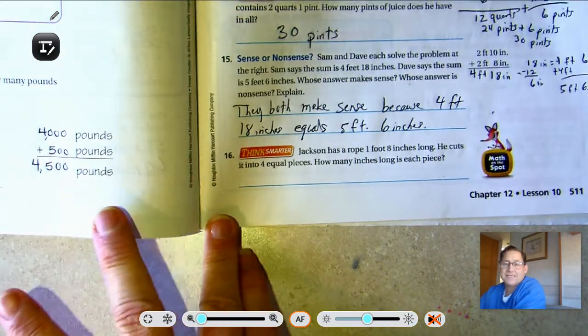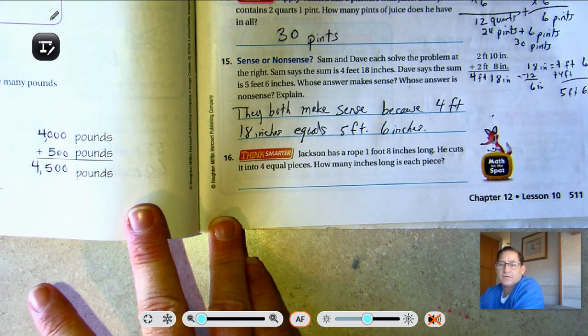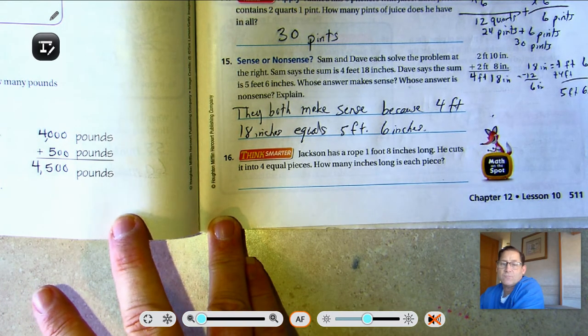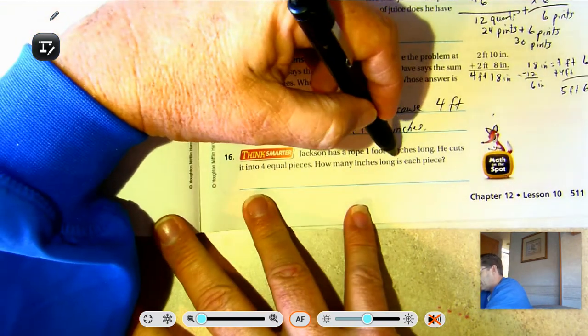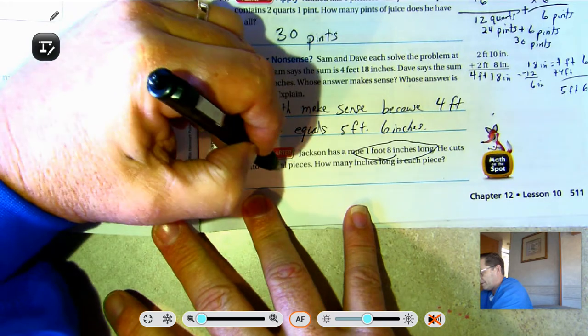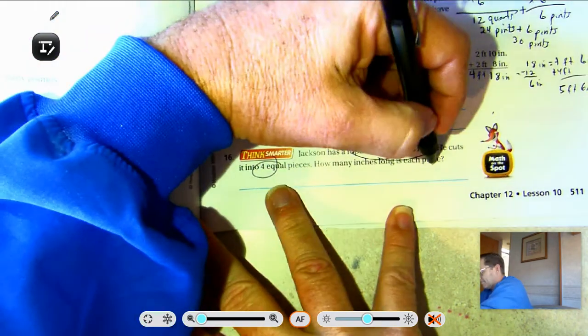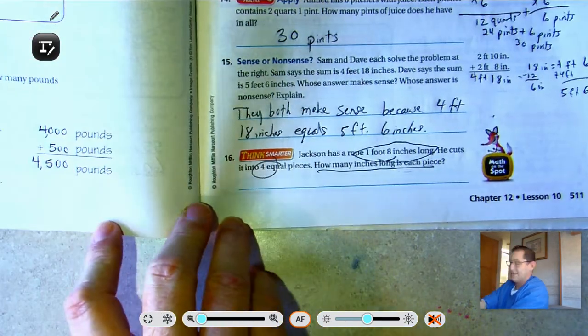16. Jackson has a rope 1 foot 8 inches long. He cuts it into 4 equal pieces. How many inches long is each piece? So he has that size rope. He wants 4 equal pieces. How many inches long is each piece?